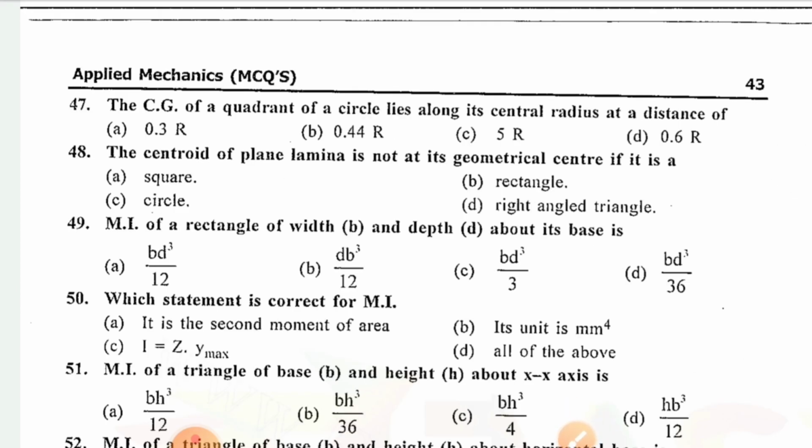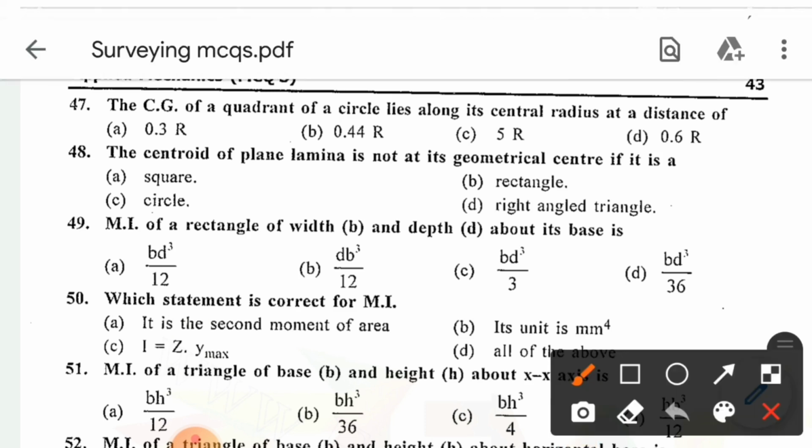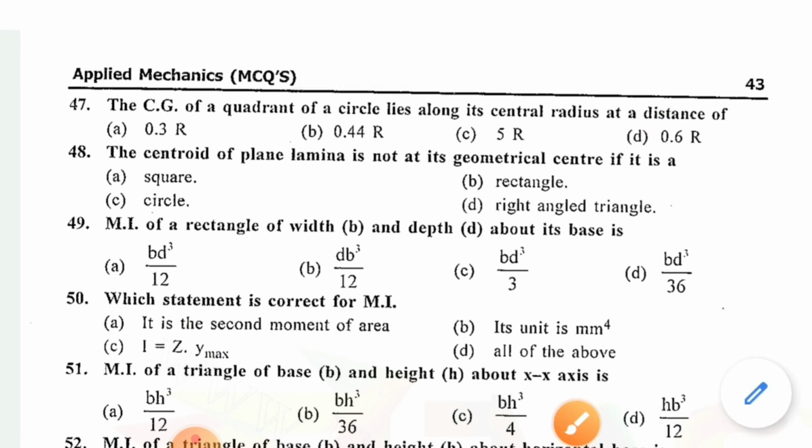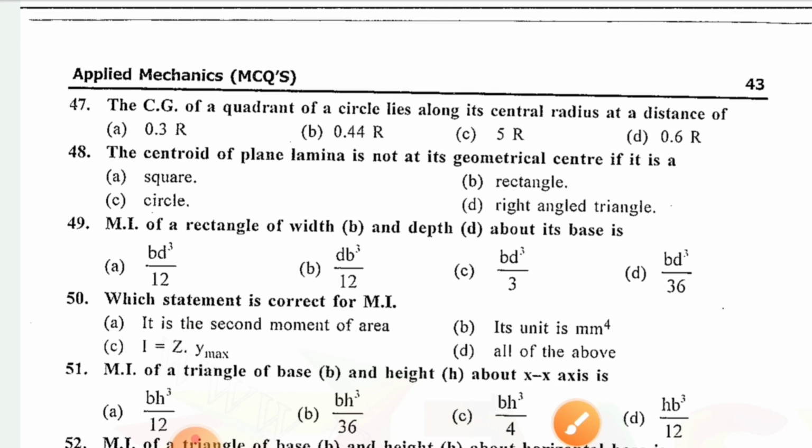Question number 47. The CG of a quadrant of a circle lies along its central radius at a distance of: option D is correct, 0.6 r. Question number 48. The centroid of a plane lamina is not at its geometrical center if it is a: option D is correct, right angle triangle.